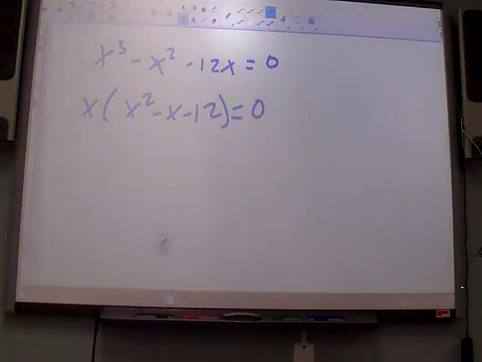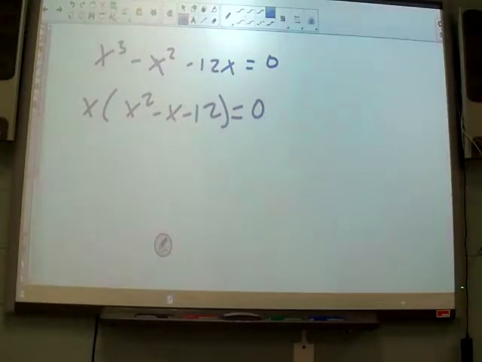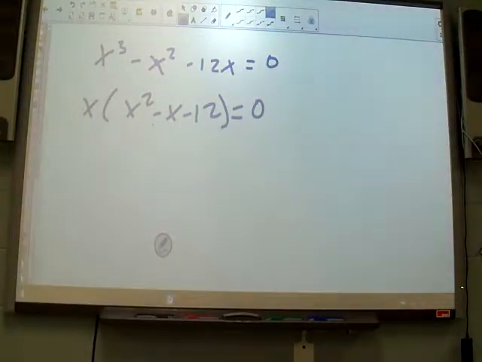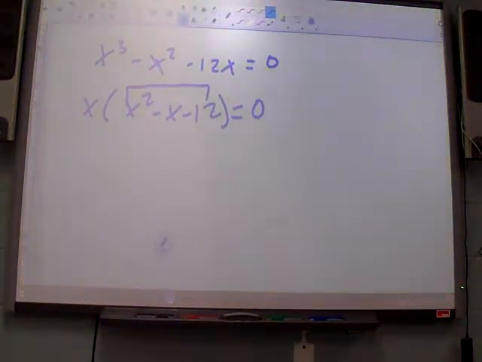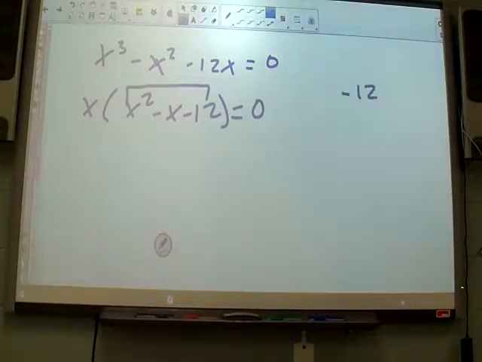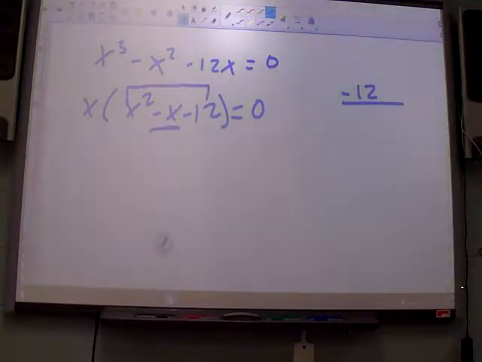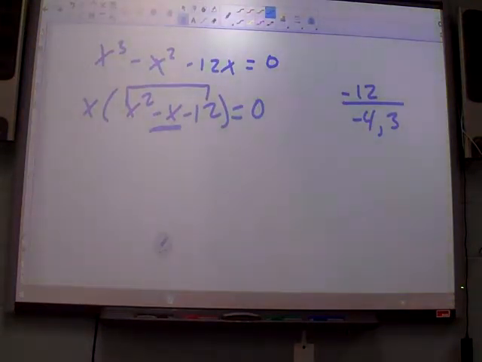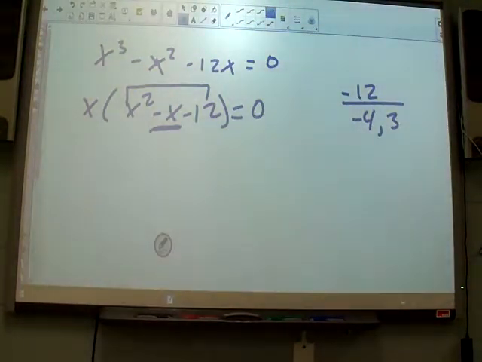All right, that should have been your first step. How'd you do it in step 1? Good. From there, we look at our A times C. 1 times negative 12 is negative 12. What can I multiply that makes negative 12 but adds to make a negative 1? Negative 4. Okay. Now let me push pause here and just rattle your brain for a minute.